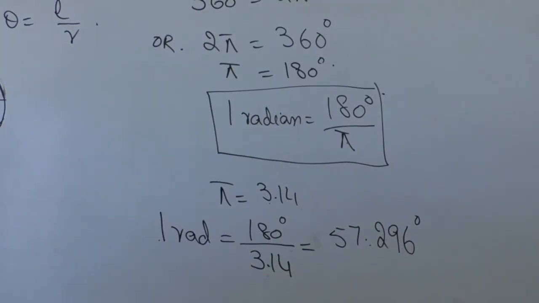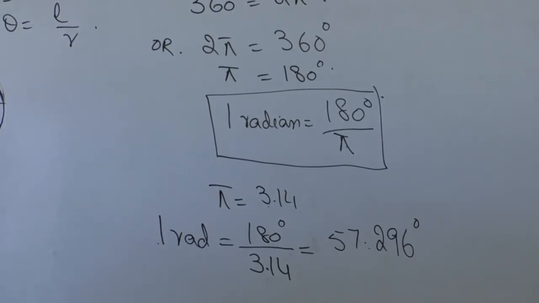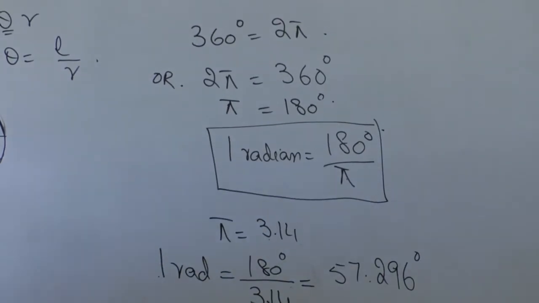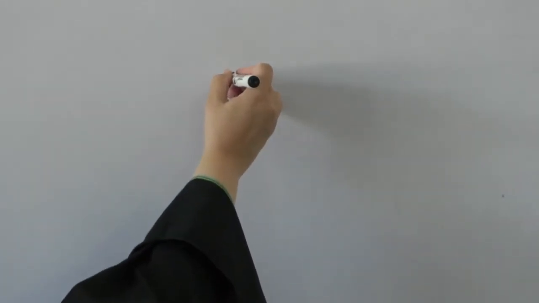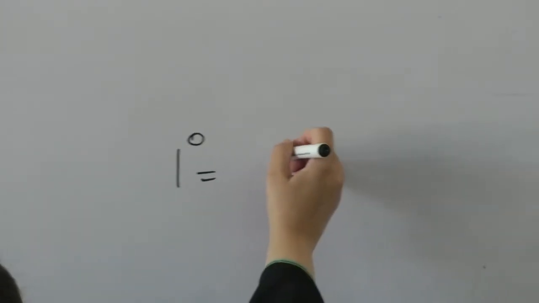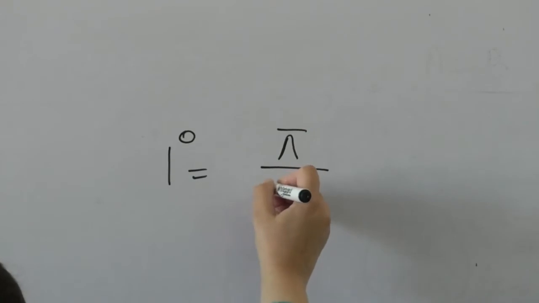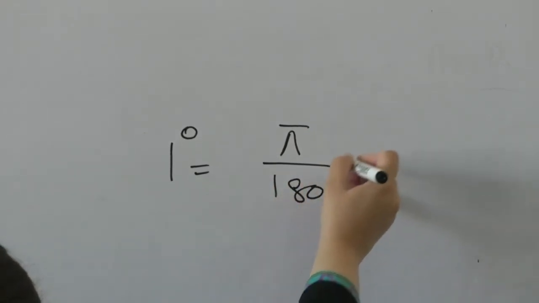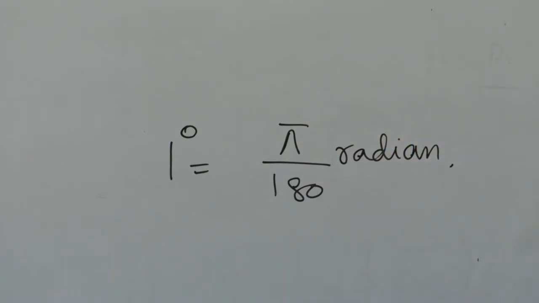Another form, when we have radian, how do we convert degree into radian? Further, 1 degree. So in order to convert degree into radian, we know that 1 degree is equal to pi by 180 radian, because 1 radian is equal to 180 by pi degree.